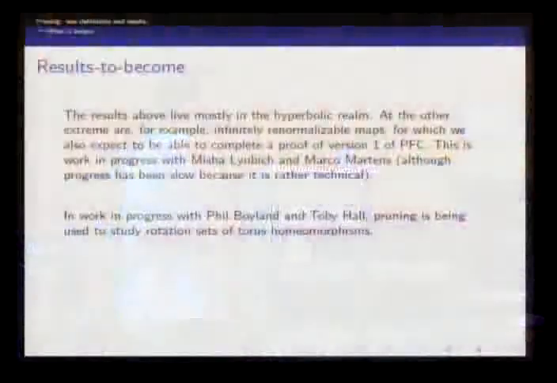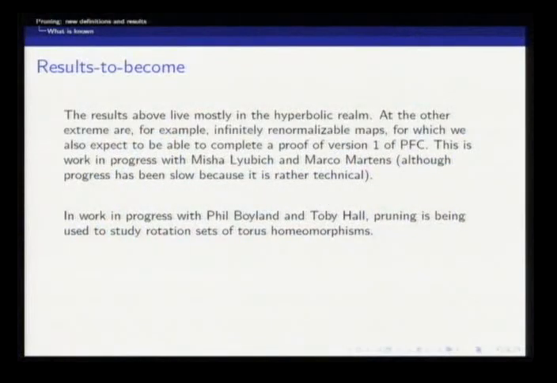And then, pruning, also working with Phil Boyland and Toby Hall on some torus maps, rotation sets for torus maps, I'm sorry.